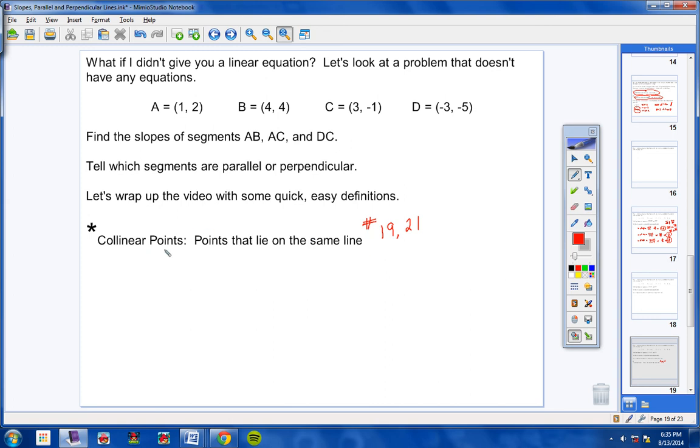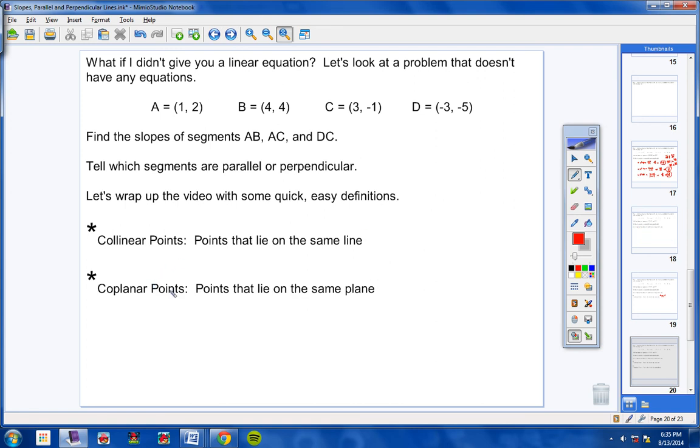So collinear points are points that lie on the same line. If I say points A, B, and C are collinear, that means they all lie on the same line.